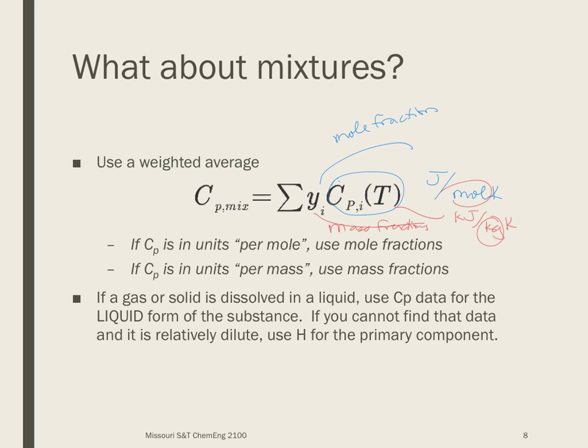Now, this is going to be pretty good for things that are just a real mixture. When you have gases or solids dissolved into a liquid, just use C sub P data for the liquid form, even though it was maybe a gas or a solid that was dissolved in. You may just want to do C sub P and enthalpy calculations for the primary component if it's just a small amount. This is a bigger topic for a future course.